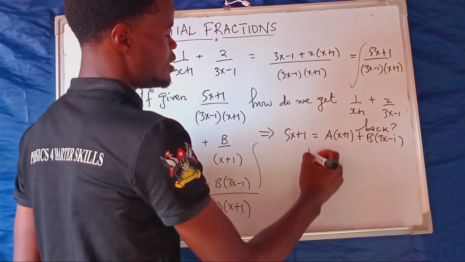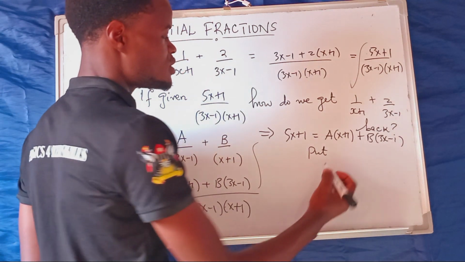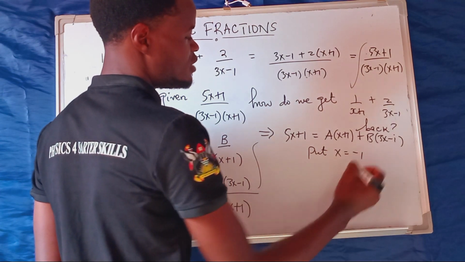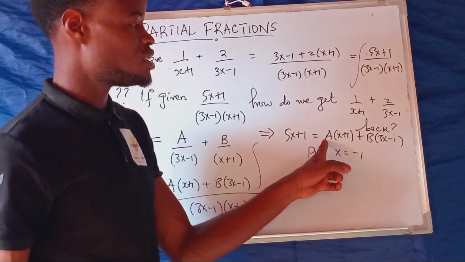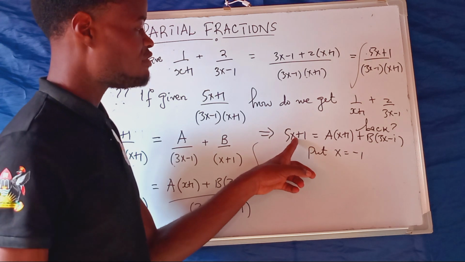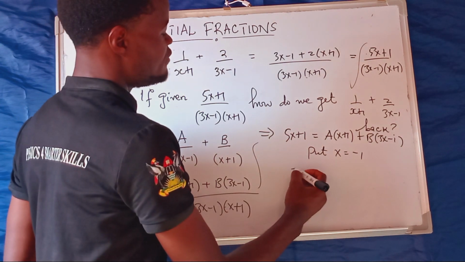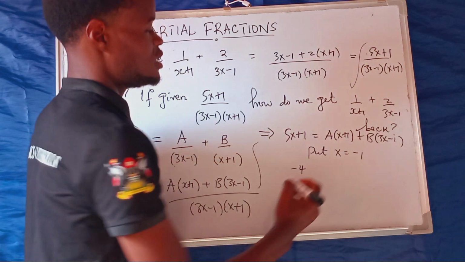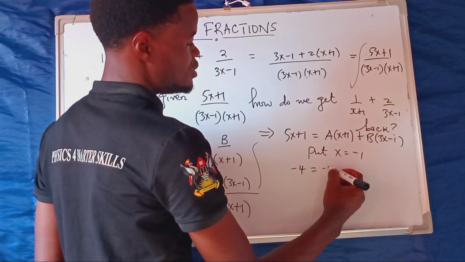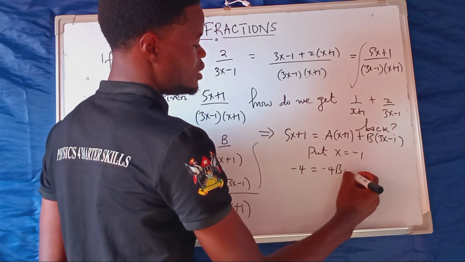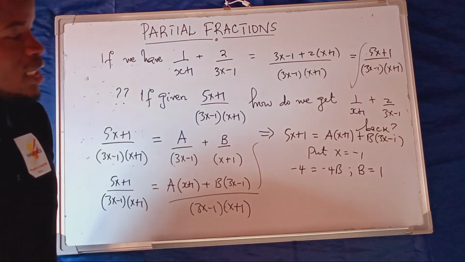I can try to eliminate a. How do I eliminate a? I will put x equal to -1. If x is -1, this will be 0. This will go away. So I have -1 times this, plus. That's why I have -4 is equal to negative 1 minus 1, which is negative 4b. So my b is equal to 1.